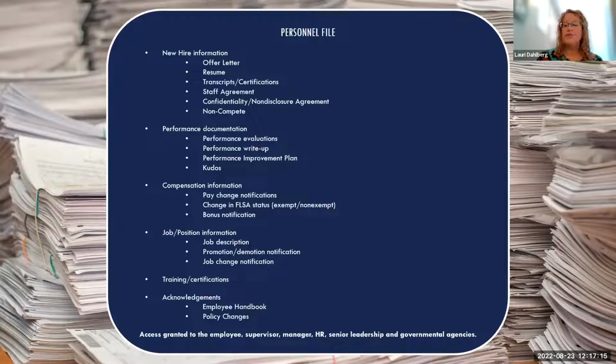Any training or certifications that they might receive or achieve as they are employed with you, that would go in this personnel file. And then, of course, as I mentioned earlier, any acknowledgements. If you have an employee handbook, you should have an employee handbook acknowledgement form that every employee signs. That should go in the personnel file. And if you have any policy changes throughout the years from one revision of the handbook to the next, and you want to make sure employees are acknowledging they received those policy changes, then you would put those signed policy changes in the personnel file as well.